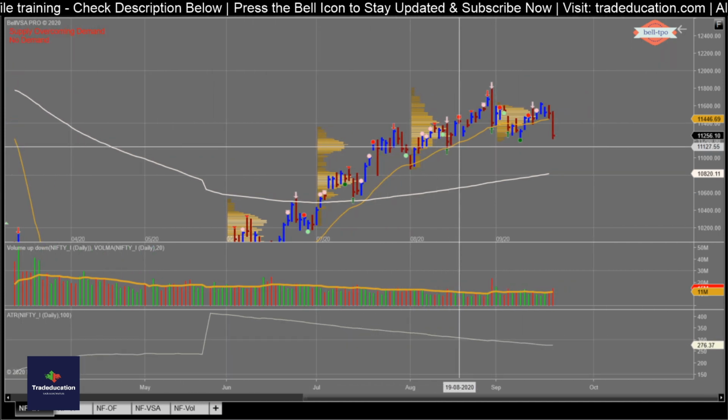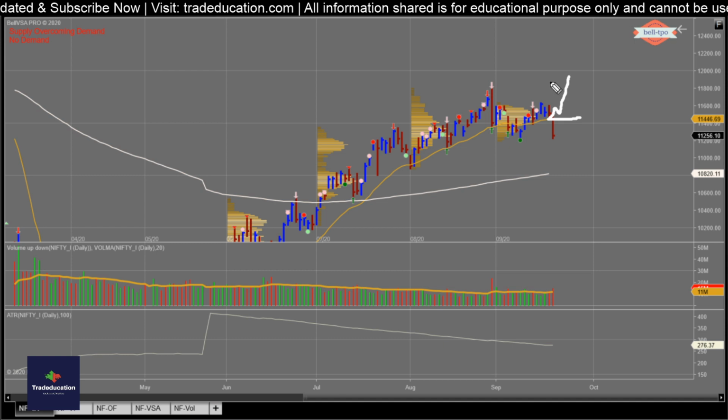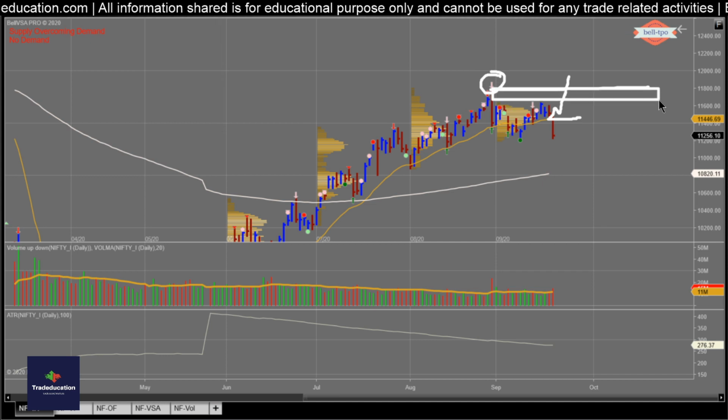Here what we can see is that day before yesterday, that is Friday, we had an outside bar, and it just touched the 20 EMA. So this was acting as the level of support. What I was expecting is one more bounce back and we might see continuation to the higher side, trying to tag this particular zone, because this is a strong selling zone. This zone is still intact, and buyers still need to pierce this supply zone.